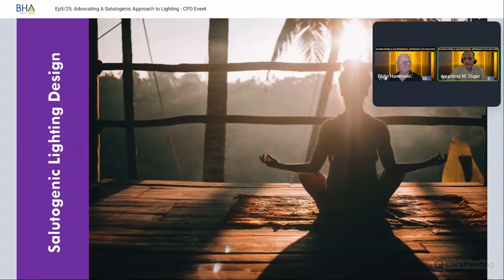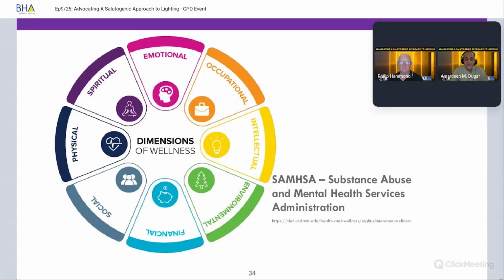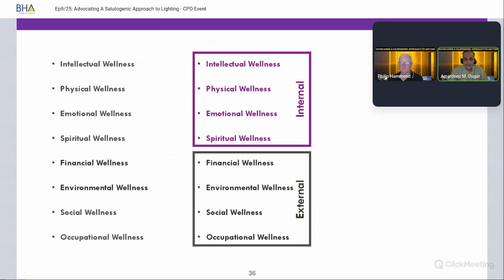Looking at wellness, what I did find is that the Substance Abuse and Mental Health Services Administration, which is based in the US, provides 8 dimensions of wellness: physical, spiritual, emotional, occupational, intellectual, environmental, financial, and social wellness. What I did was put them into a list here. And if you look at it closely, the first 4 dimensions, intellectual, physical, emotional, and spiritual wellness, all have to do with something which is internal, something which happens within you. And financial, environmental, social, and occupational wellness are determined by a lot of external factors.